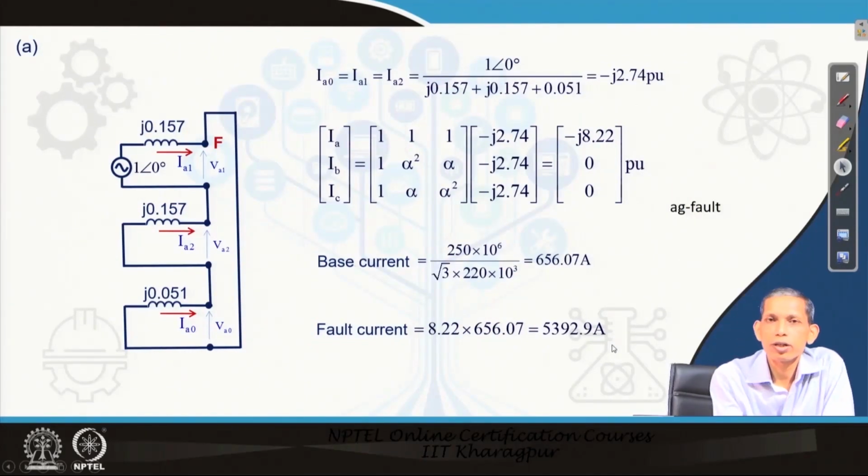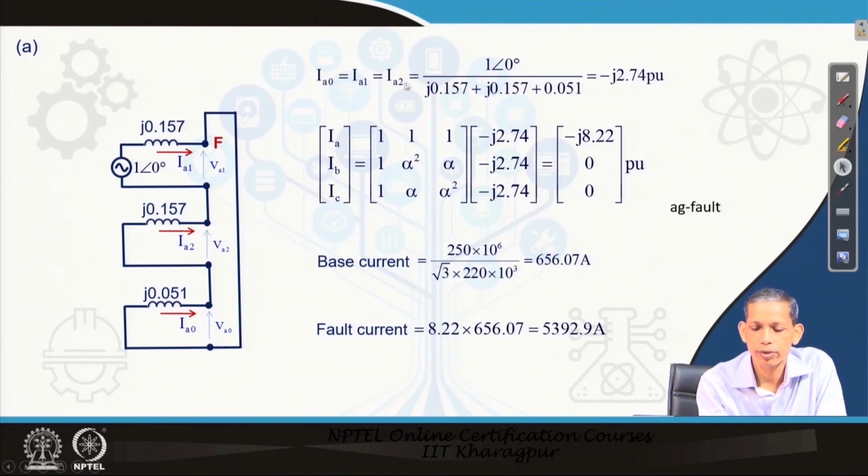So, from this sequence diagram connectivity we can find I A 0 as 1 with an angle of 0 degree over this impedance plus this impedance plus this impedance. So, that gives us the corresponding per unit current to be minus j 2.74.